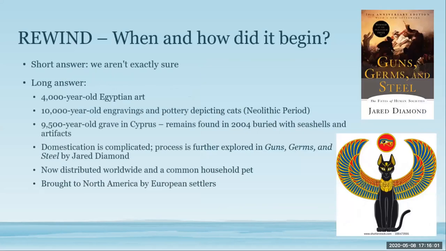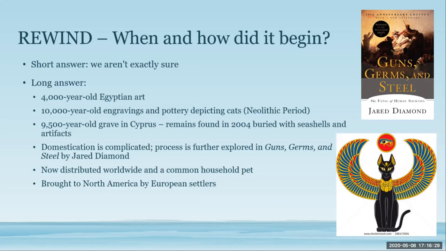So let's rewind a bit. When exactly did this begin? How did this happen? How did they get here? So they were domesticated in Egypt. There's evidence found in 4,000-year-old Egyptian art. There's other evidence found in 10,000-year-old engravings from the Stone Age. And then more recently, some remains were found in the island of Cyprus in a 9,500-year-old gravesite.